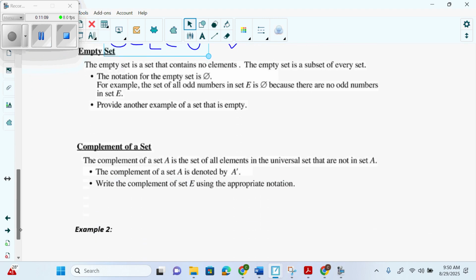Complement of a set. The complement is denoted with this little apostrophe. A complement, it shows it here. It could be B complement, E complement, L complement, right? You just have to have that little apostrophe. So here it says, the complement of set A in the universal set is the set of all elements in the universal set that are not in A. Okay? So the complement of set A is denoted like this on the formula sheet. We don't have any sets A's in this example, but we do have E's. So here it says, write the complement of set E using proper notation. So we're going to go the complement of E.